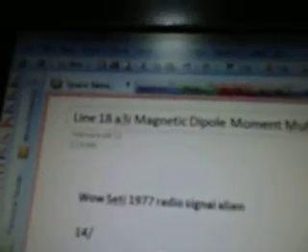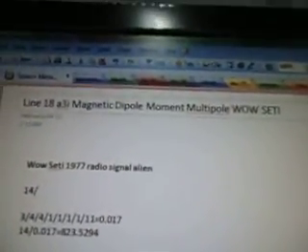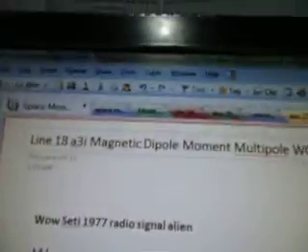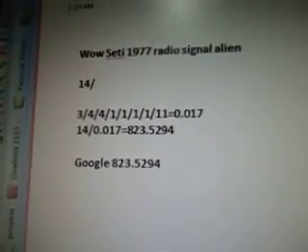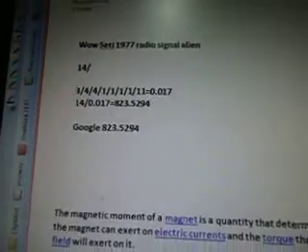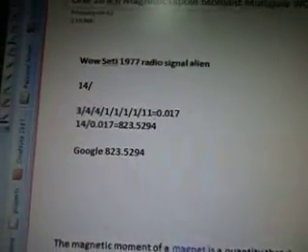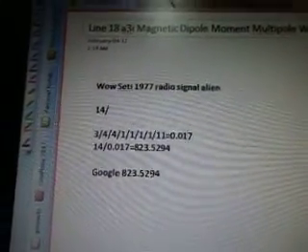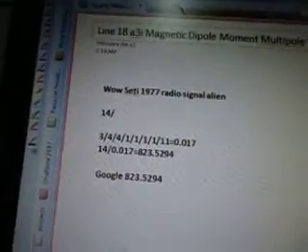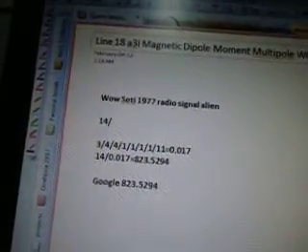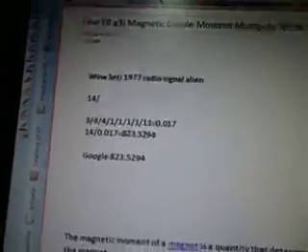Okay, next we're on to part 113, which is line 18A3i: magnetic dipole moment, multipole. And there's the equation for it. Again, these are terms that came up in the line 18A3 data, and I've broken down the words to see what they mean.